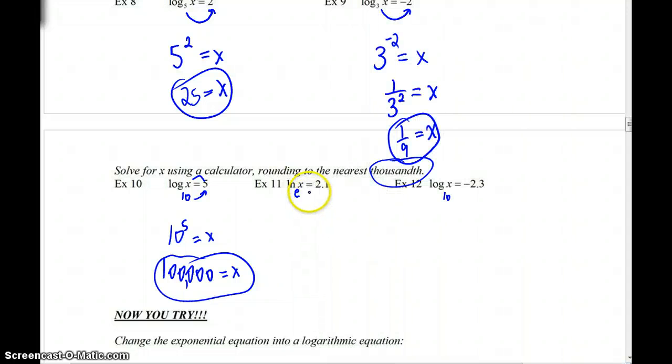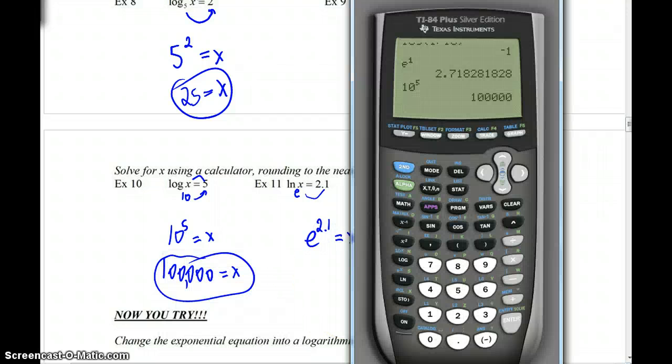Okay, let's take a look here. This would be e to the 2.1 is equal to x. Well, where do we get e again? Second natural log. That's the button right next to the 4. And then we type in 2.1. And you'd get about 8.166.